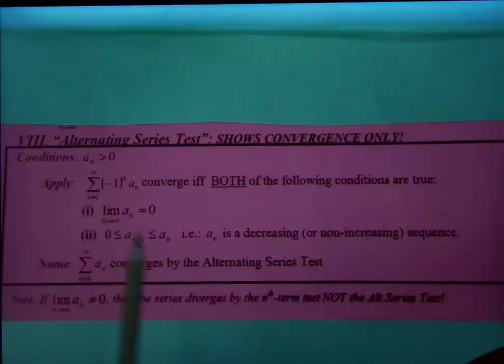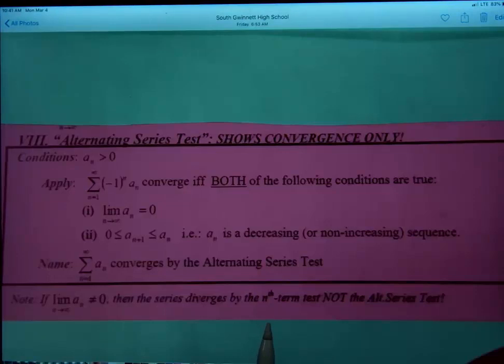The limit is 0, and the terms are getting smaller. You say that it converges by the alternating series test, but if the limit doesn't equal 0, you say it diverges by the nth term test. Do you remember that? You don't use alternating series for that. You use nth term.